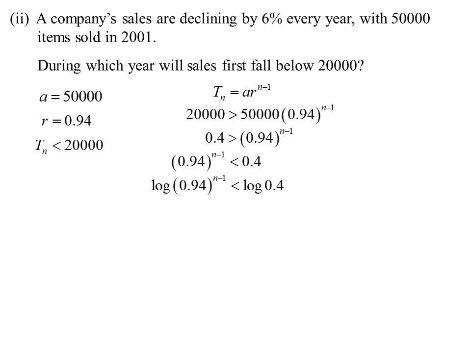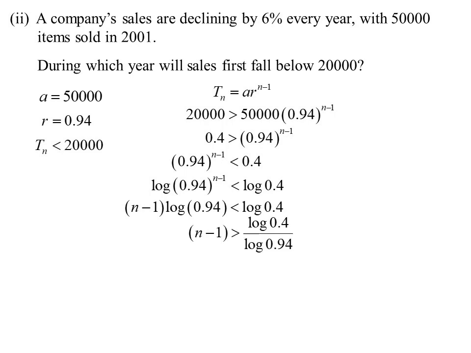Or we could use our logs, log both sides. That allows us to bring the power out the front. Divide by the logs. The thing of course we have to be very careful with is when you divide by a log of a number that's smaller than 1, it's actually a negative number. And of course if you change the sign, you change the sign. We end up with, it's got to be greater than.